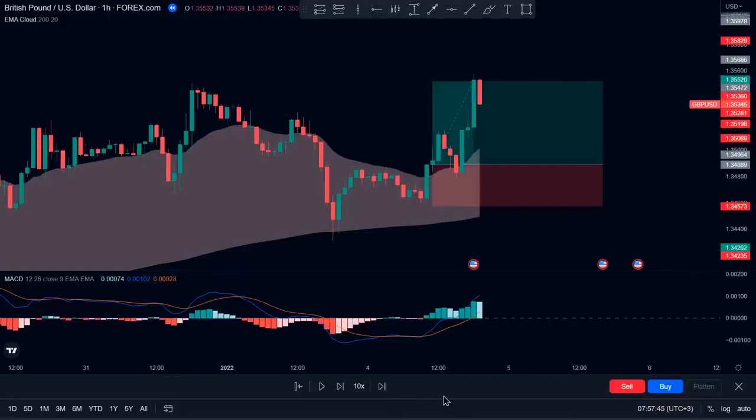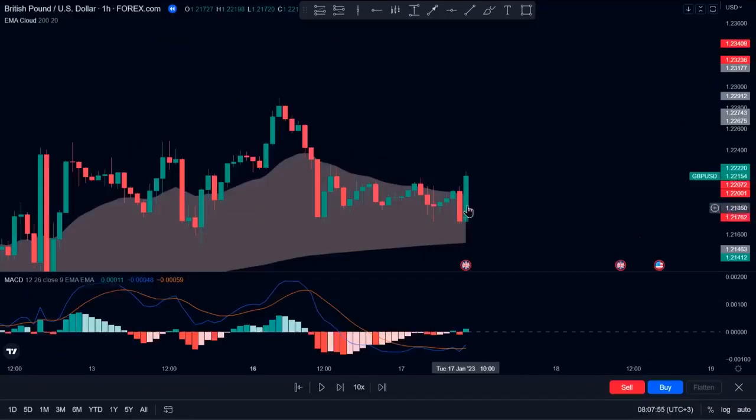Now here is another example. As we can see here, the price closed above the EMA trend cloud without touching the bottom of the cloud.